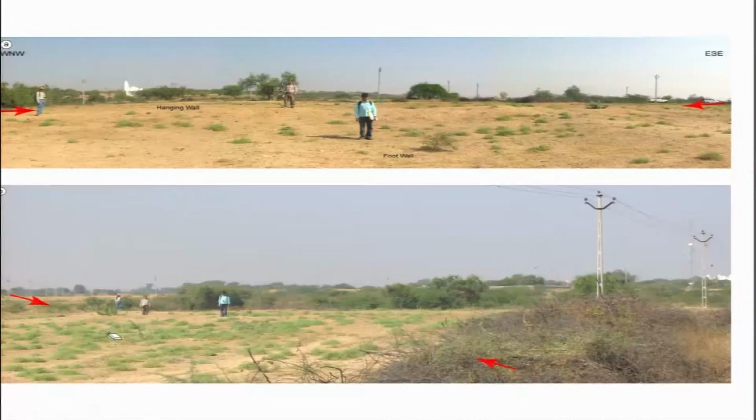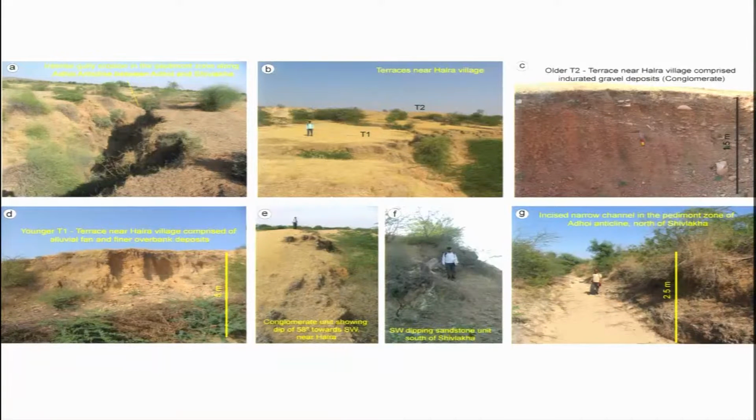This is another example of fault scarps which were observed further ahead near Halera. And then we also looked at small streams which have just a few kilometers of basin area or watershed area and have incised the region, showing deep incision. This is again an indication of a sudden land level change because of the base level change because of the uplift. You can see the incision of more than 2.5 meter or so. And another feature which we see is the formation of the terraces along the river valley.